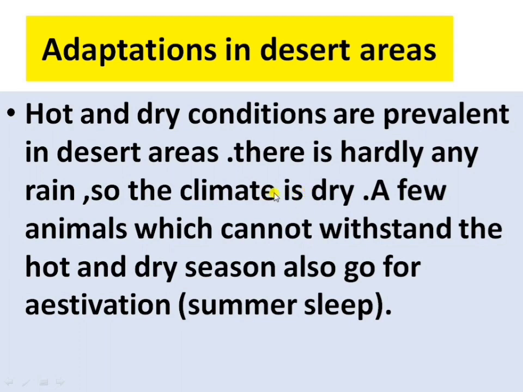In desert areas, animals like snakes, kangaroo rats, and rats live in burrows where it is cool and moist. They do not come out on the surface during the day, but there are few animals which cannot withstand that hot and dry season. Then they go for aestivation, that is summer sleep, because they become inactive and go for a long sleep in their burrows to escape the summer. When the weather is harsh and food is scarce, when water is no longer available, then they go for a long sleep in their burrows.